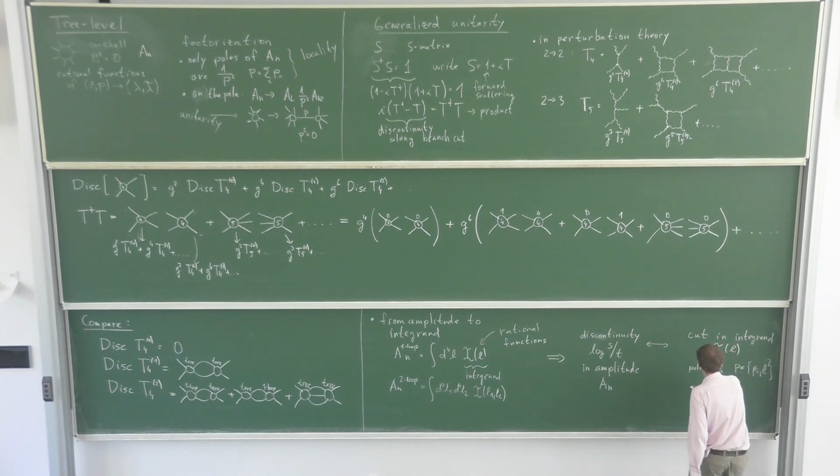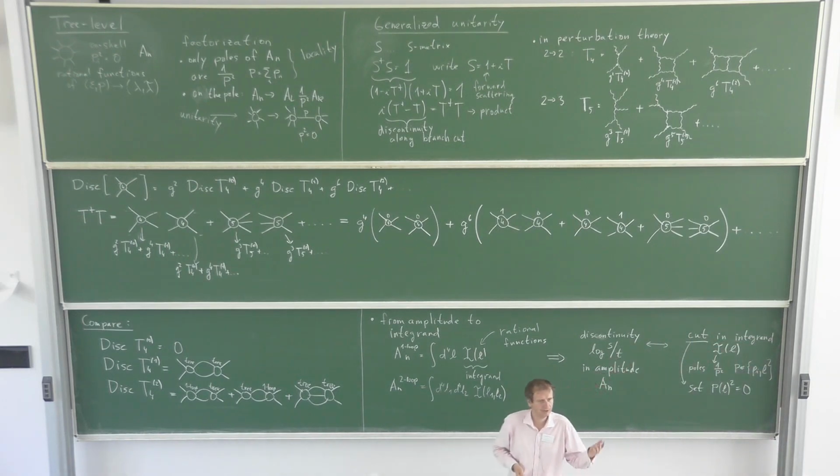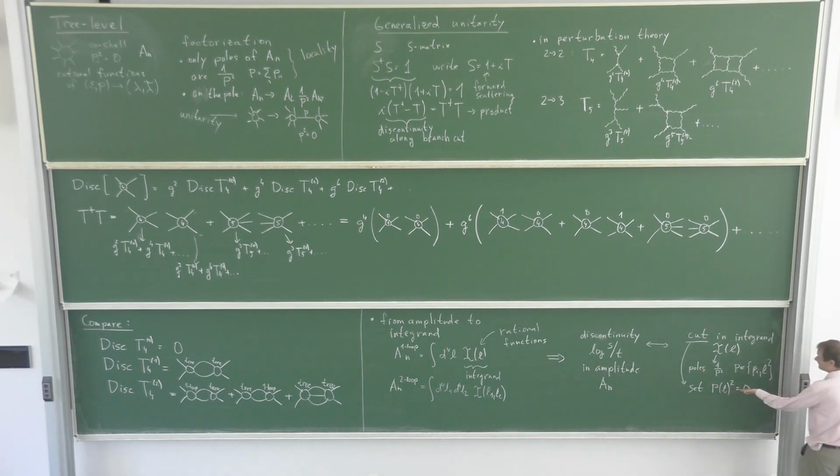Okay, so this is the cut. So the cut is setting these propagators to zero. So P, which depends on L, square is zero. Okay, is it clear what the cut is? It's the same thing that we do at tree level. We set the propagators to zero. The tree level amplitude factorizes. Now at loop level, I haven't said what the amplitude does, but the operation is again sending the propagator to zero, but now involving L.